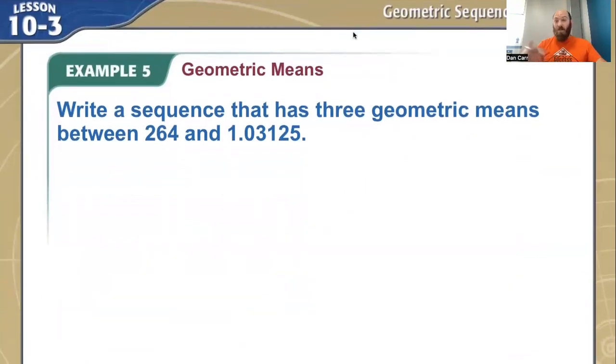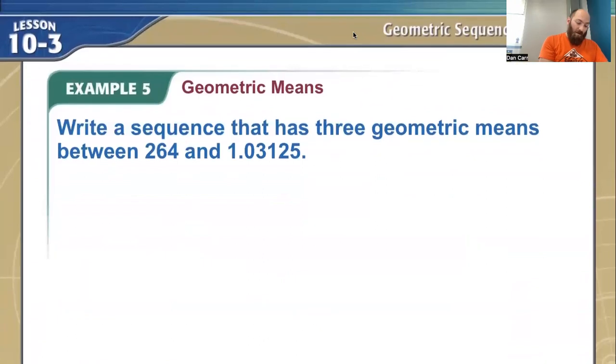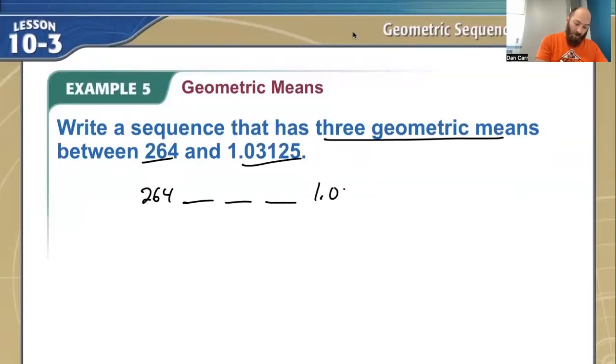All right, one last thing to cover, and that's going to be geometric means. This works exactly the same way as arithmetic means. This is the first term. This is the last term. So what we have is 264 at the beginning. There are 3 geometric means, so it's going to be 1, 2, 3 spaces in between. And it finishes with 1.03125. This one's a little bit trickier, but here's what's happening.